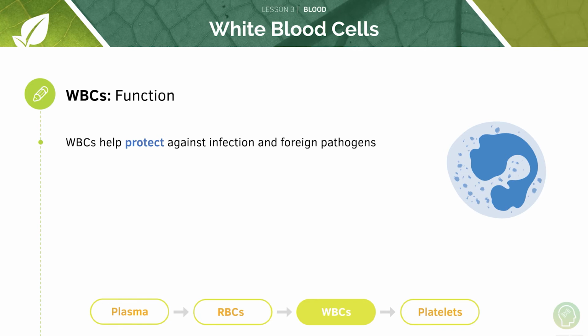So we've had a look at plasma and red blood cells, so now let's have a look at white blood cells. So white blood cells are completely separate entities to red blood cells, and they help protect against infection and foreign pathogens. So they're essentially the police force of our body. So there are two types of white blood cell, phagocytes and lymphocytes. And phagocytes make up the majority of white blood cells, so around 75% of white blood cells are phagocytes, but meanwhile lymphocytes make up the other 25%.